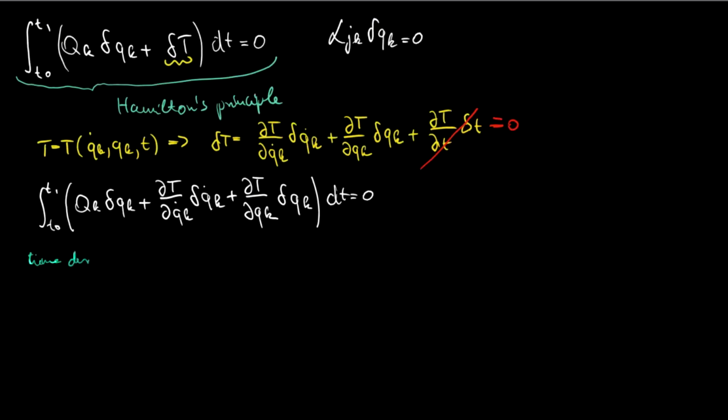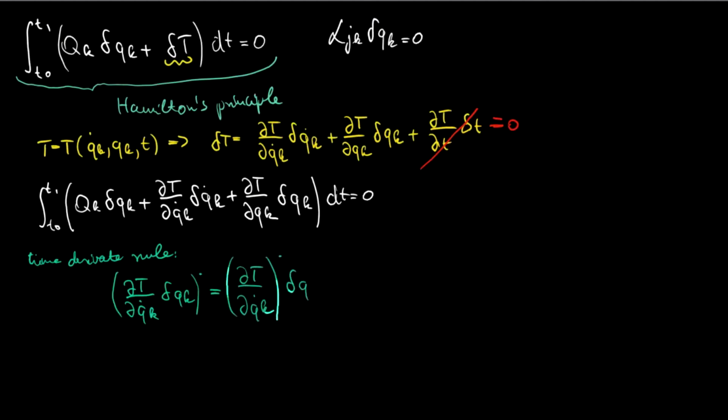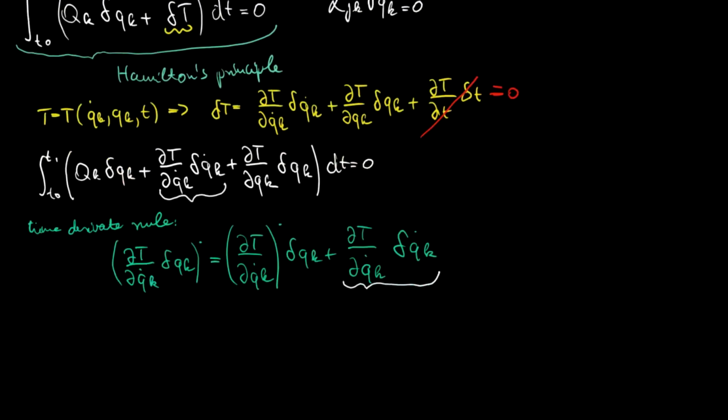And now we have to apply a trick through the time derivation rule. So we have to differentiate with respect to time the partial T over partial qk dot, delta qk. So according to the chain rule we can get this formula. Anyway, it's a well-known formula, but I write it. So we can find this last term in the former expression, so we have to arrange the equation for this part.